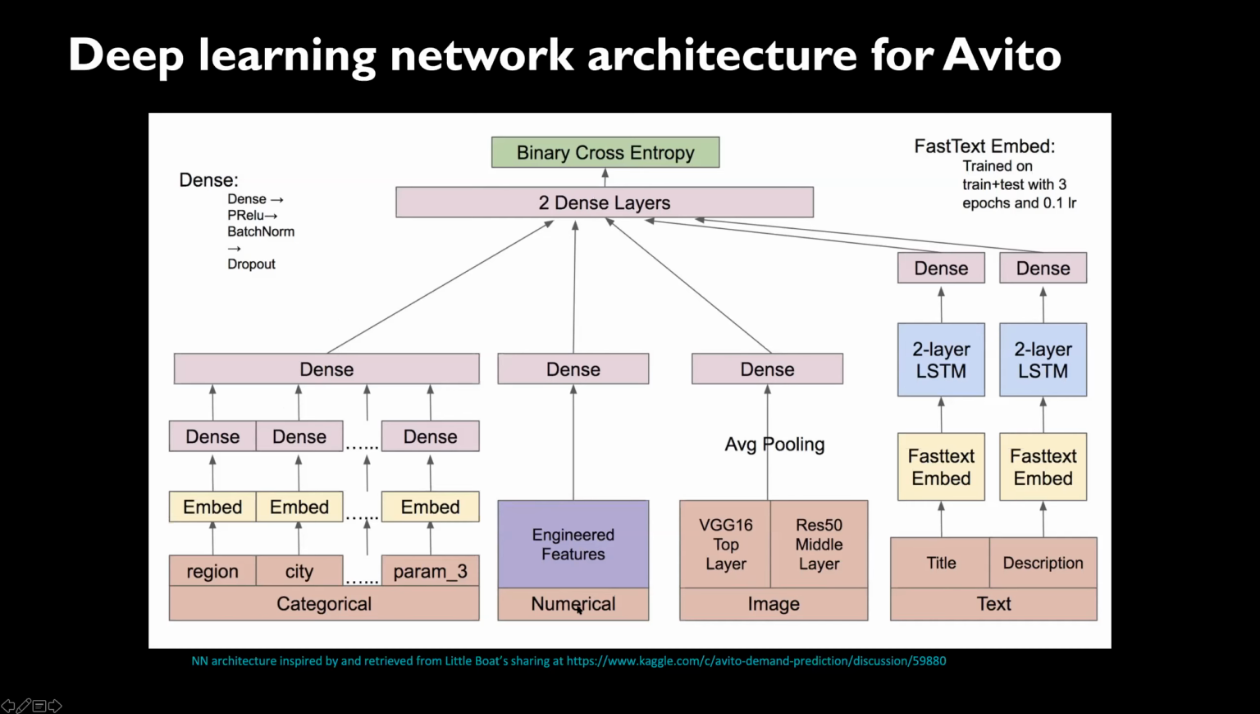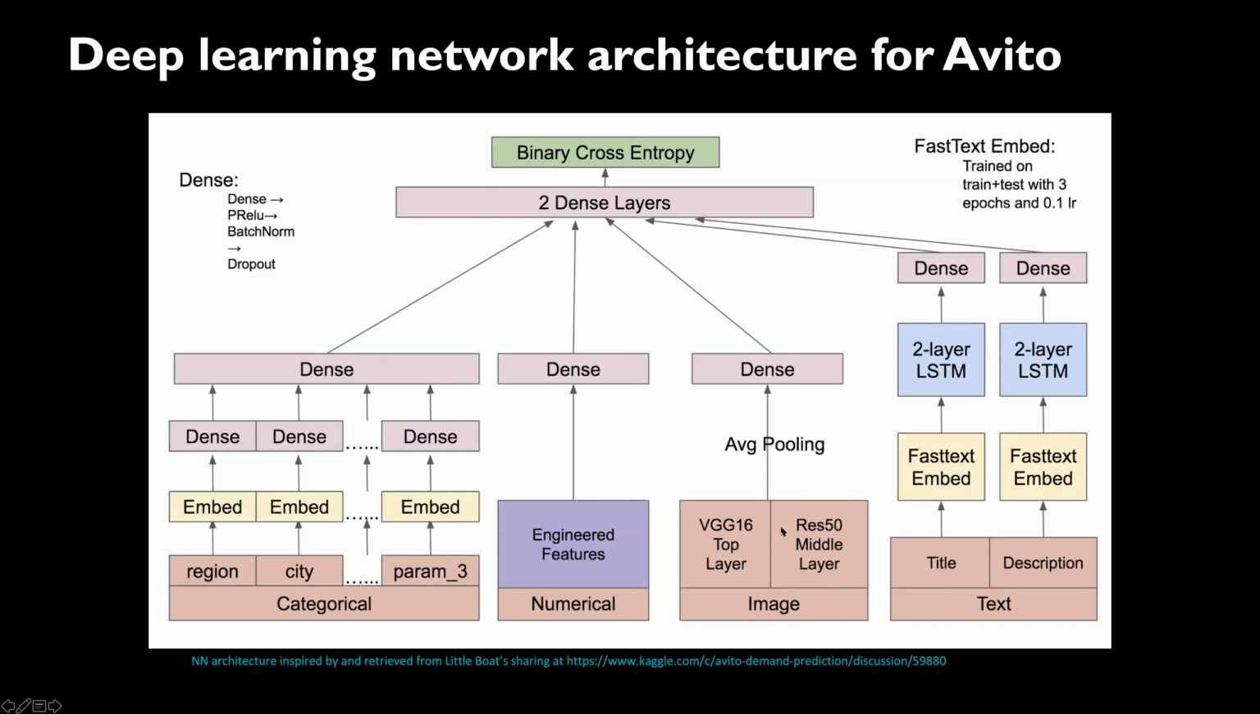And for numerical features, there's nothing special here. So just bring all the fancy, amazing engineered features and throw them into a dense layer, and do the same thing and calculate it with the outputs from the other layers.